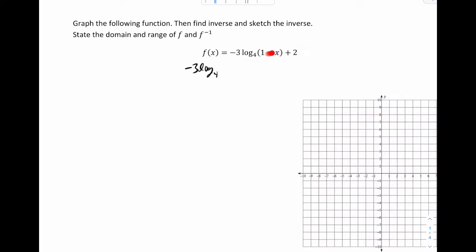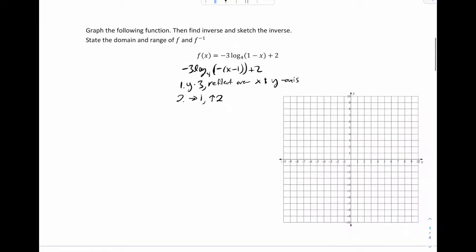Whenever you see a 1 minus x, you want to factor that. So I have this now, and now I can see the transformations. That's y times 3, reflect over x and y axis, and then right 1 up 2. And if it helps, you can state the parent graph would be log base 4 of x.